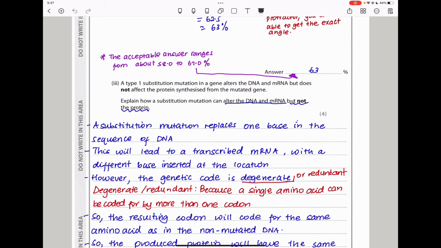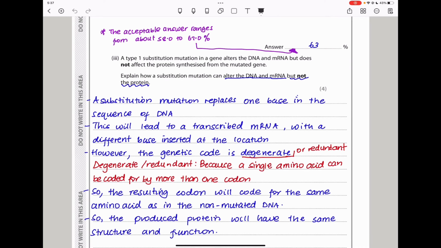So here I say, I want you to listen to me carefully. A substitution mutation replaces one base in the sequence of DNA. If one base is replaced, it means the other two are going to be correct. So when they are transcribed to messenger RNA, the different base is inserted in that specific location. However, we need to know that the genetic code is degenerate or redundant. That means a single amino acid can be coded for by more than one codon. Because the first two letters are the ones that are significant, more than one codon can code for the same amino acid. So the resulting codon will code for the same amino acid.